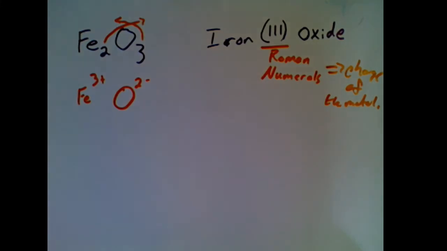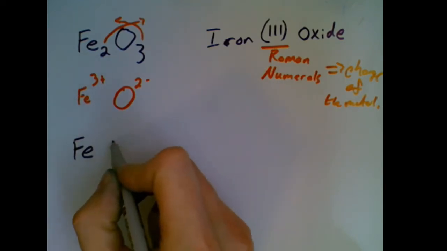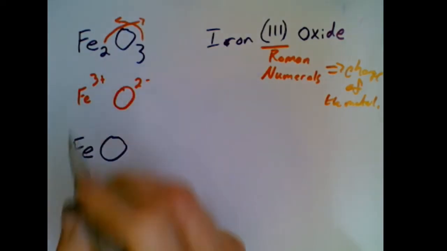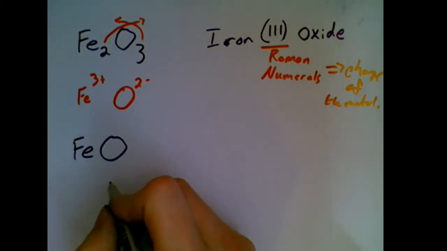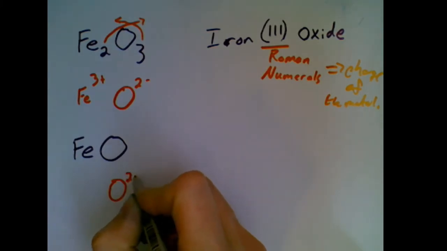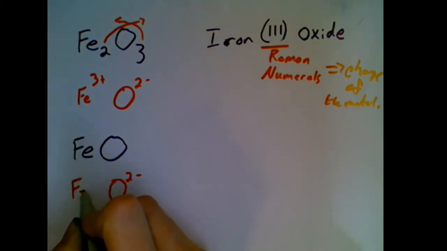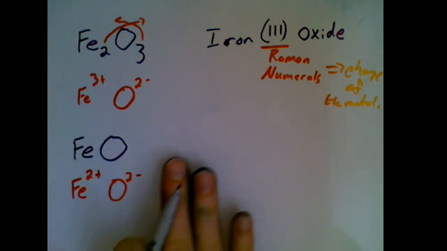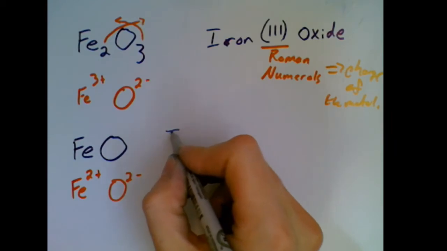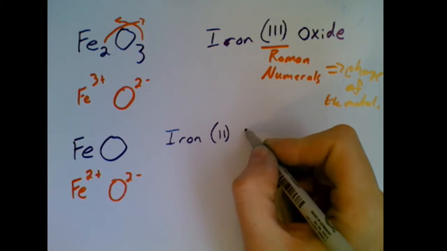So let's do another example. What if I were to say FeO? How is that any different from that? Well, let's think about those charges. We know from the periodic table that oxygen only has one charge. It has a -2. And if there's one oxygen and one iron, that iron had to have the same charge, but positive instead. So if I wanted to write the name for this compound, I would have to write iron (II) oxide.